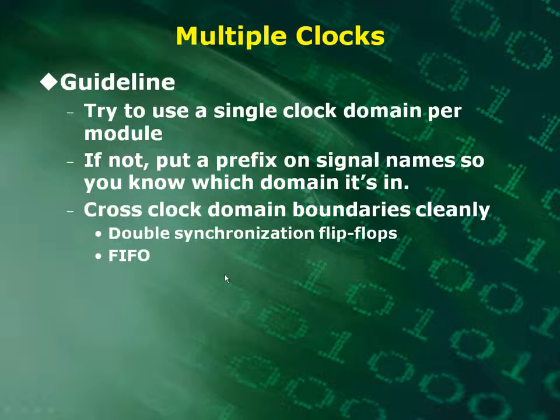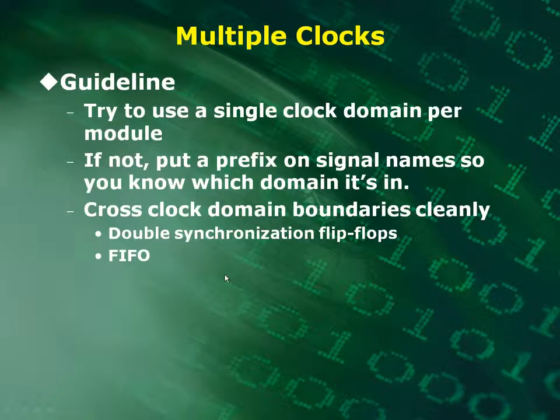Some guidelines: try to use a single clock domain per module, but that's not absolute. If you don't, one of the better things to do is to put a prefix on signal names so that you know which domain it's in. Let's say you had one domain running on a signal called sysclock. You might want to put sys_ on your variables that are running in that domain, especially if this is all in one module. And then you put some other prefix on the variables for the second clock domain.